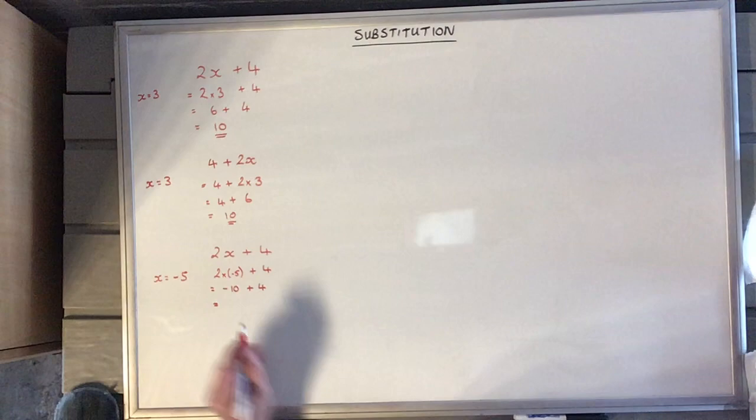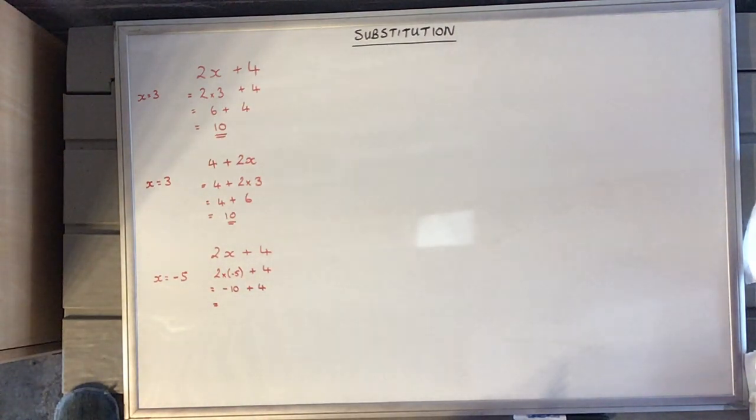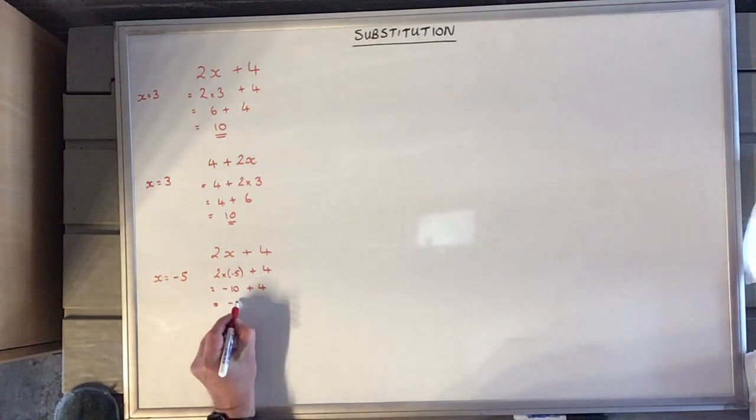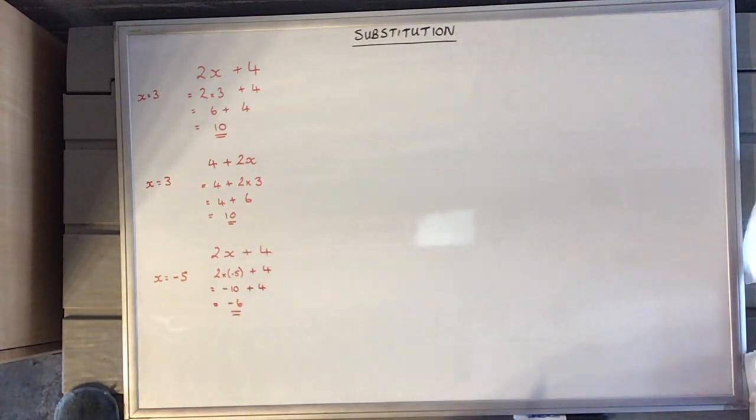And again, you have to be good with your negative numbers. I have negative 10 counters and I've got 4 positive counters, and then the 4 positives cancel 4 negatives to give me 0, and I'm left with negative 6 counters. So my answer is negative 6.